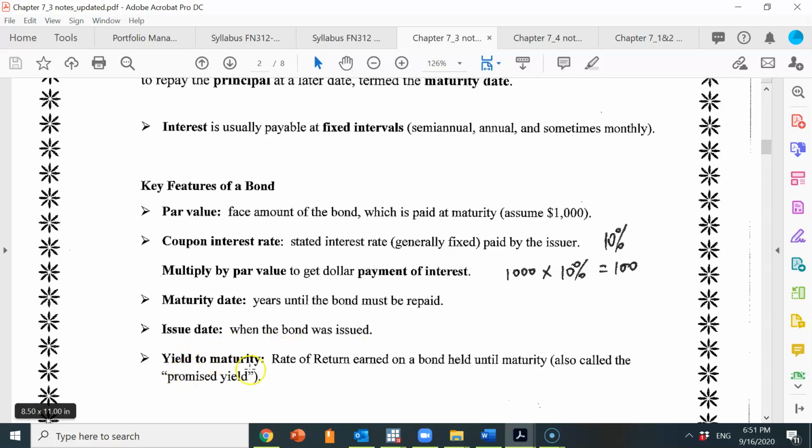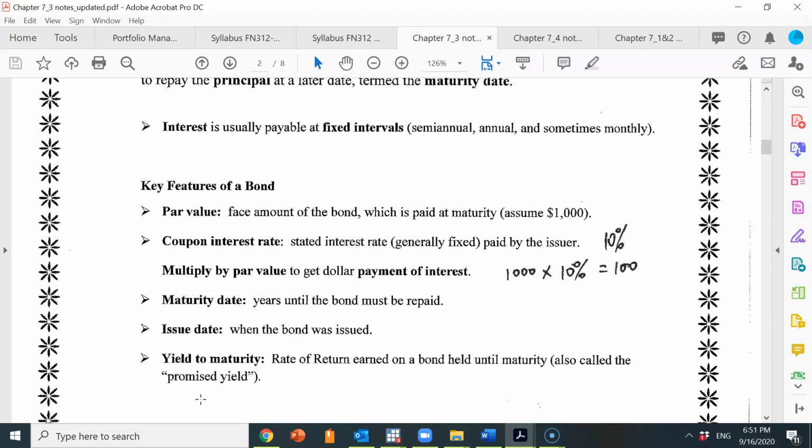Okay, yield to maturity. This is the rate of return earned on a bond held until maturity, also called promised yield. This is the same thing as what we learned as interest rate in the first two classes, Chapter 7, Class 1 and Class 2. The interest rate of a bond. In the market, we call it interest rate. But as an investor, this interest rate is our rate of return. This is also our yield to maturity, because this is our earning before the maturity date, or promised yield.